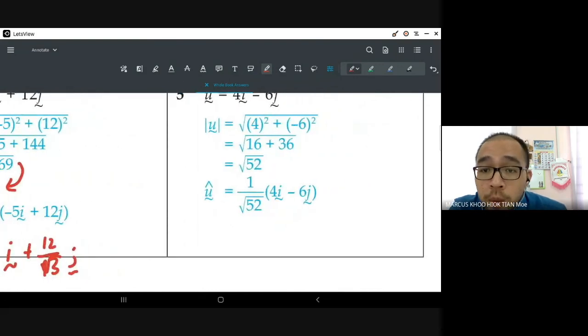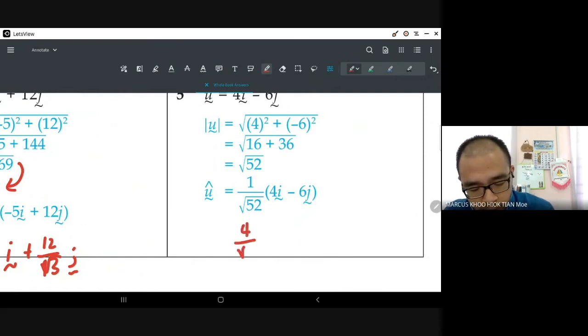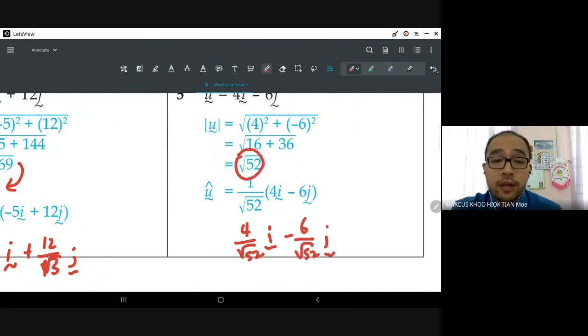4 over square root 52i minus 6 over square root 52j. Okay, same. 4 over square root 52i minus 6 over square root 52j. Okay, the square root you get is 52.